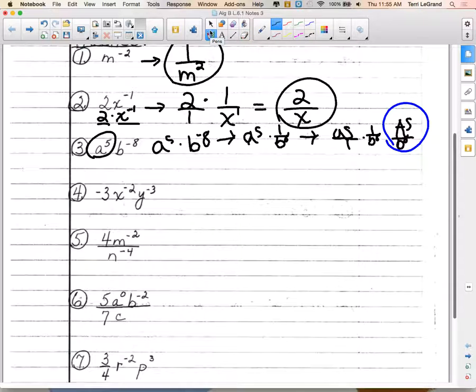Okay? So, let's do this next one together. -3 times x to the -2 power times y to the -3 power. How about that -3? It's negative. Do we have to rename it? No, because it's not to a negative power, and it's not to the 0 power, is it? So we're going to leave -3 as -3. We're not going to mess with it.